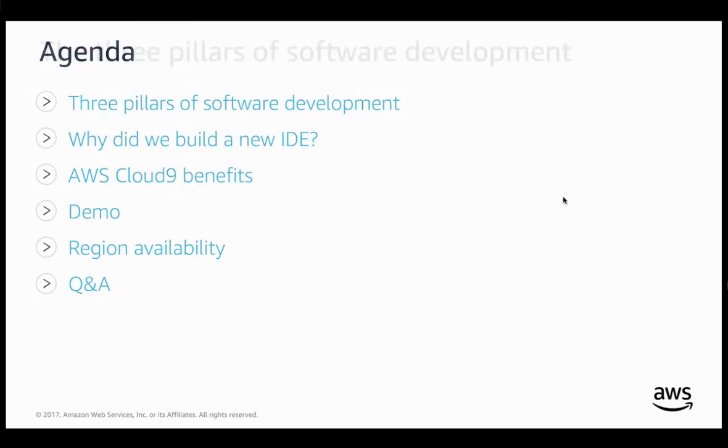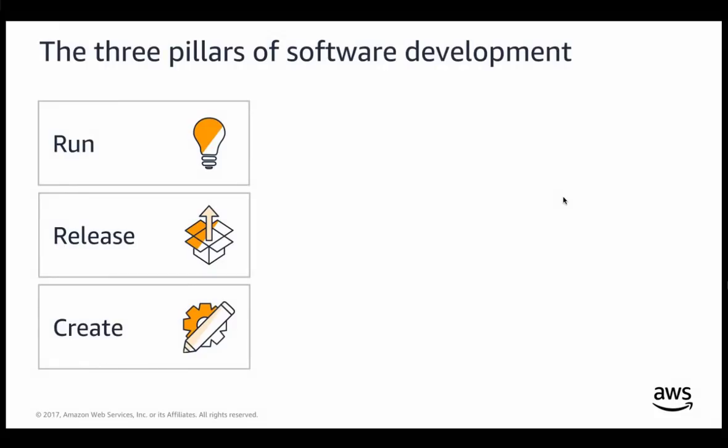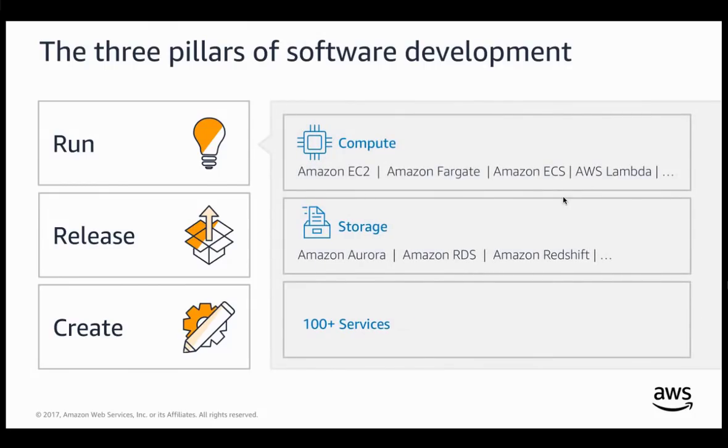So let me just dive straight in, and let's have a look at the 3 pillars of software development. As you're all engineers, you know, of course, it starts with creating and writing code. Once you've done that, you step over to releasing, you want to push something to production, and then as a third step, you run your code in production. So AWS comes with a range of services and tools which support you running your services online. AWS comes with EC2, with Fargate, ECS, Lambda, and a whole other range of compute services which enable you to run your applications in the cloud.